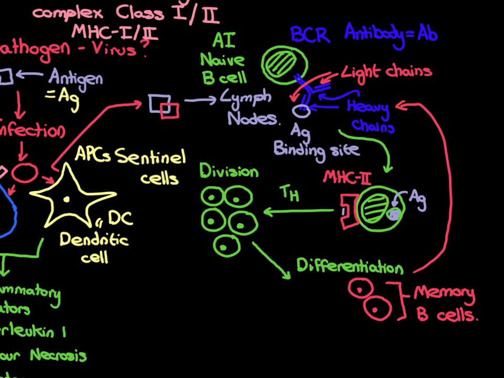if we ever face this epitope again. And this is what memory B cells are for. So these memory B cells are going to replace the original naive B cell, and they can do the exact same thing as the naive B cell, i.e.